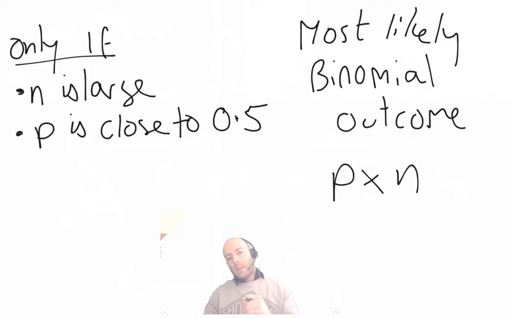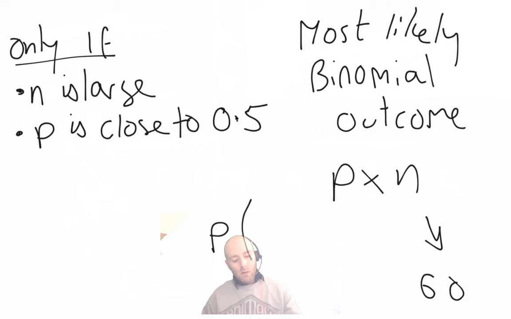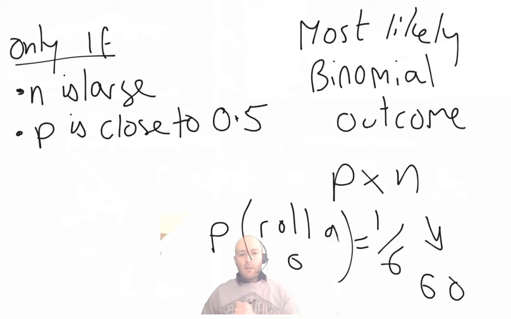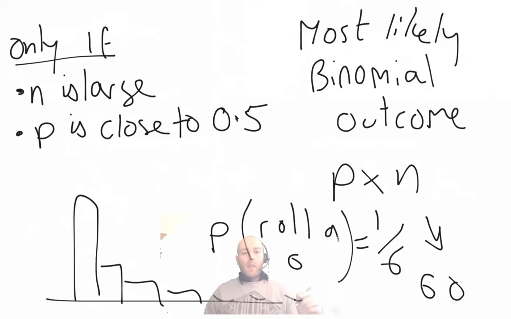So if I was rolling a dice 60 times, n is 60, the probability of rolling a 6 is 1/6. What's the most likely outcome? Well, the most likely outcome is I'm going to get 10 sixes. That would be no good, because obviously out of 60, 10's over here. That's not a very symmetrical distribution.